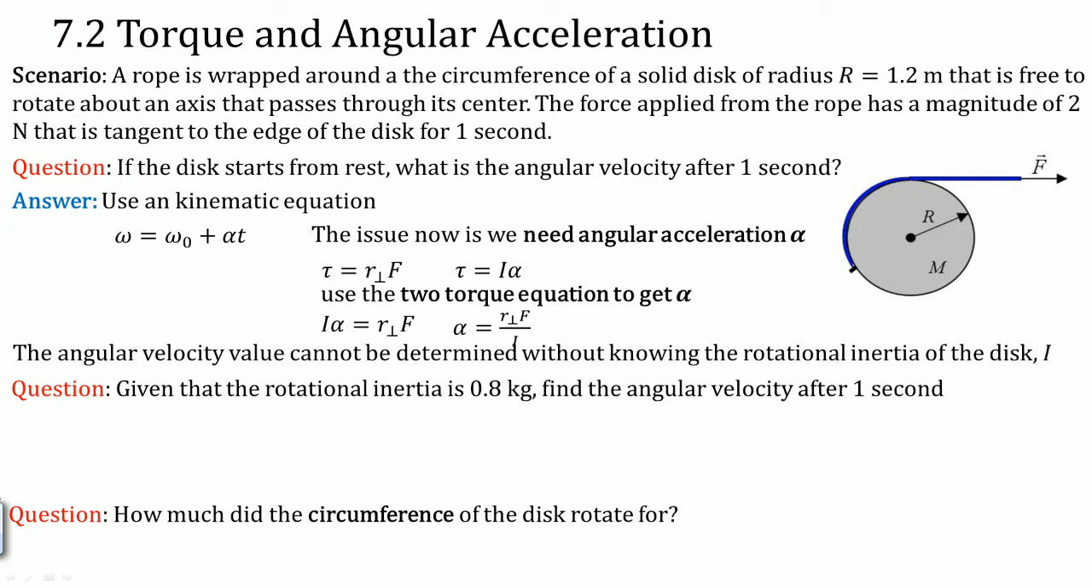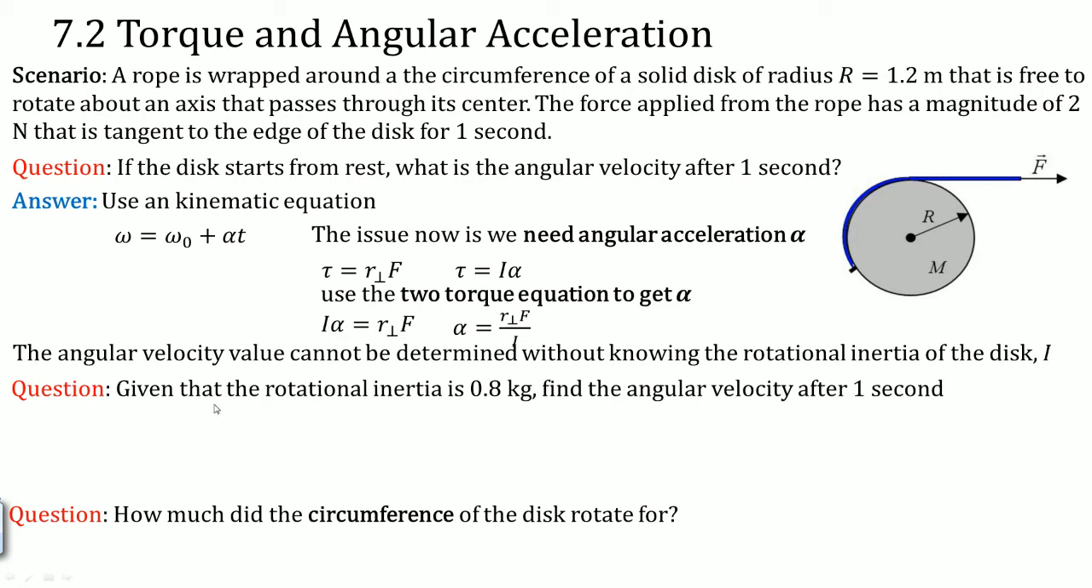The angular velocity value cannot be determined without knowing the rotational inertia of the disk, which is I. There was no way we could get the alpha without getting the I, and we can't get the alpha to plug in here to get that angular velocity of omega. So the I is the issue.